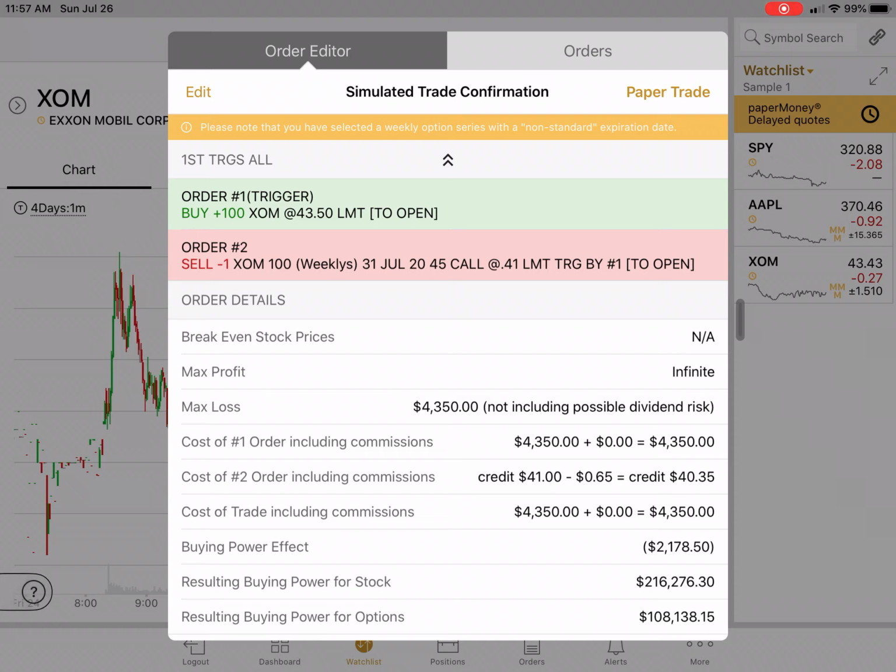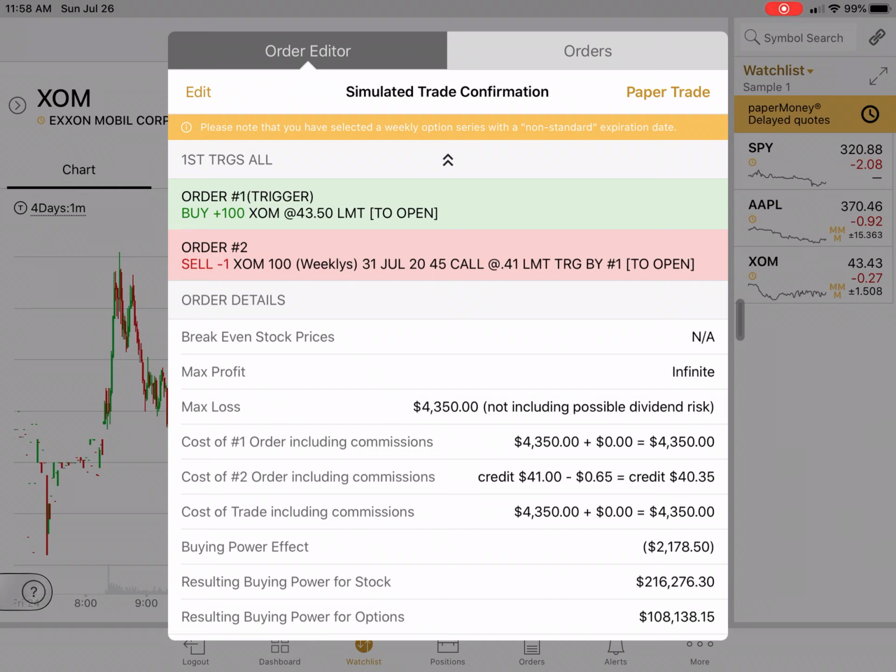And the second order after the first one is executed will be to sell a single contract of Exxon at 100 shares, one contract, with a maturity of July 31st. Our strike price is $45, and we are writing this at 41 cents limit price, triggered by number 1. So the cost of the initial trade is $4,350. The cost of the second one is an income, so a credit of $40.35.